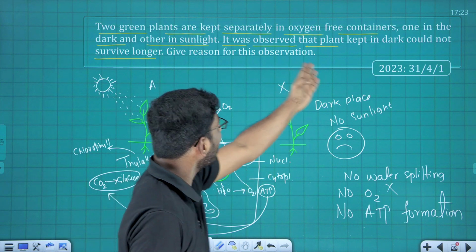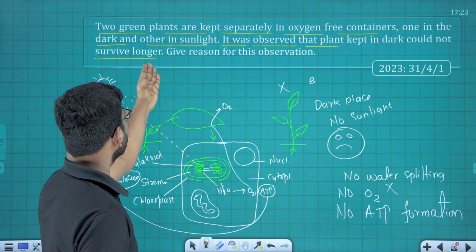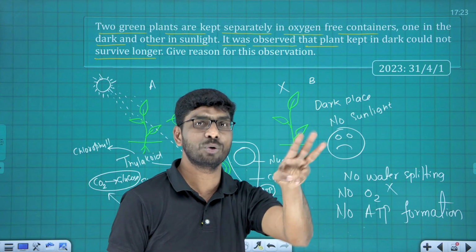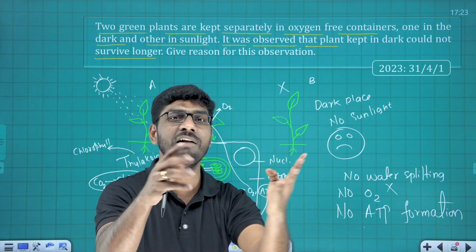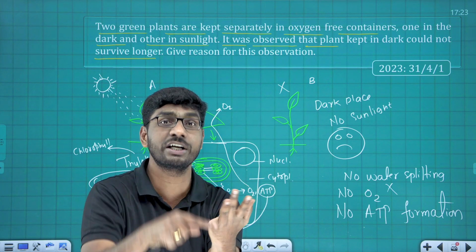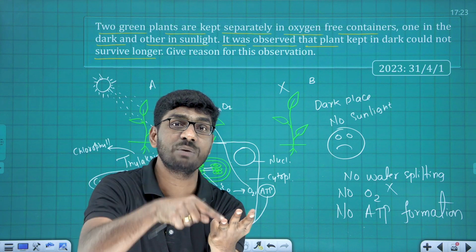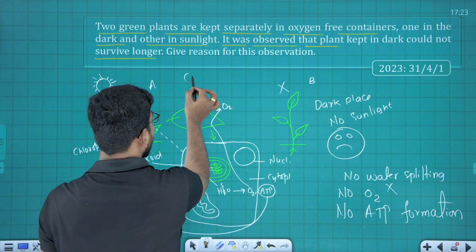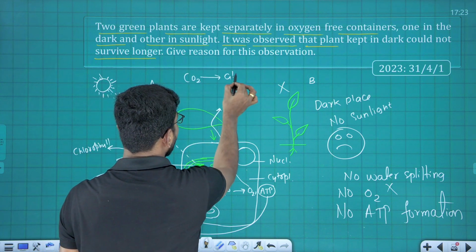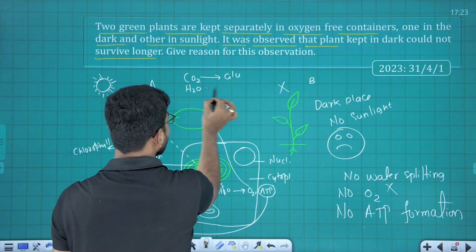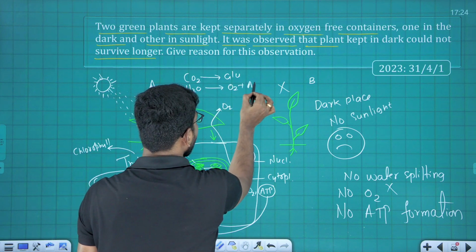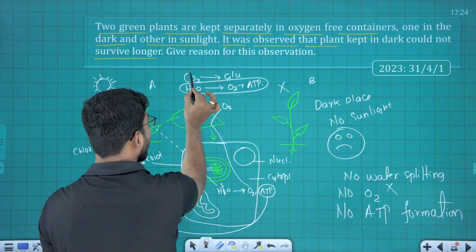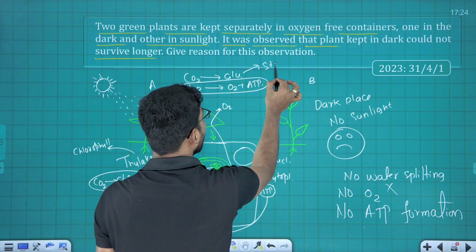So they're asking: the plant kept in the dark would not survive longer. Give reason for this observation. You can write this entire mechanism. 3-mark question. Sunlight is essential for the breakdown of water and releasing oxygen and energy. That energy is essential for the conversion of carbon dioxide into glucose. Look carefully here. Water breakdown gives oxygen plus ATP. Remember all of you. This process takes place in the thylakoid, and carbon dioxide to glucose in the stroma.